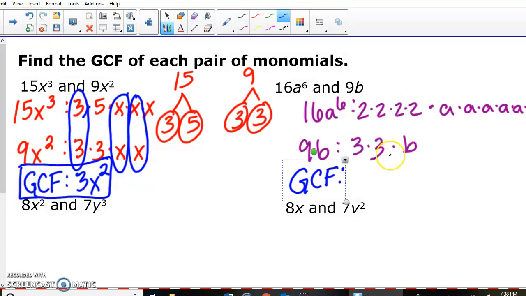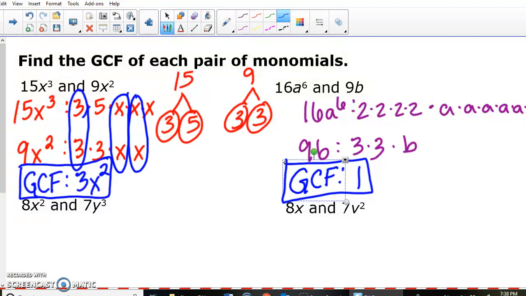This one's only got 2's, and this one's only got 3's, this one's only got A's, this one's only got B's. So they have nothing in common, so then I'm going to say that my GCF is just 1. If you recall from our previous conversation, every number can have a factor of 1, and so that's just all we're going to be able to go with on ones like that.